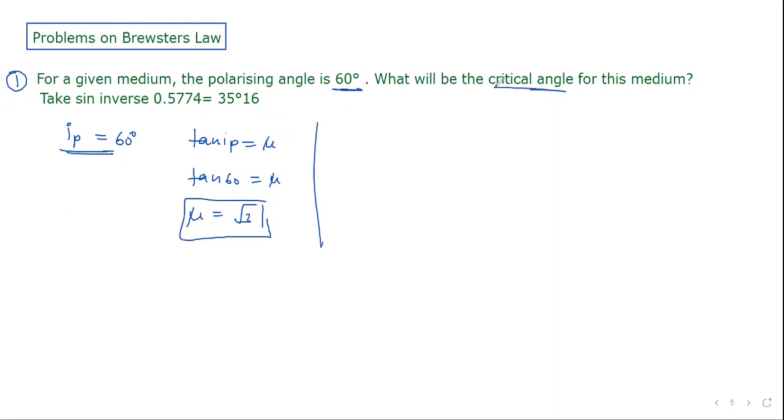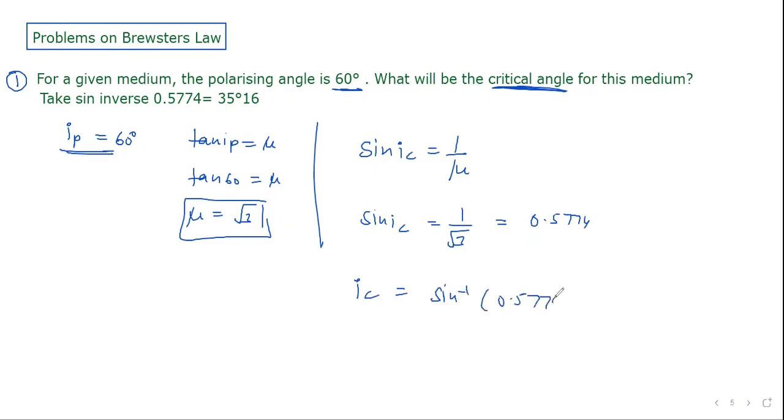Now you have to calculate the critical angle for this. In TIR we have learned the critical angle: sine IC should be equal to 1 by mu. This we have learned, right? So sine IC is 1 by root 3, and 1 by root 3 is around 0.5774. IC we want to calculate, so it should be sine inverse of 0.5774, and this is already given in the question itself, that this is equal to 35 degree and 16 minutes. So this is your required answer. Correct.